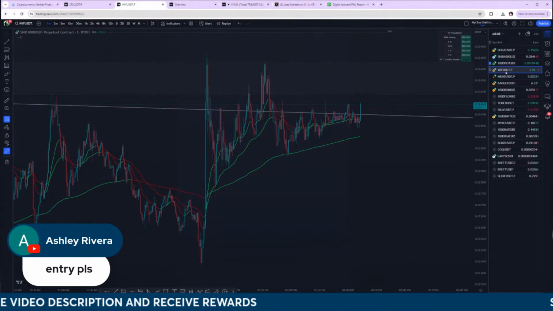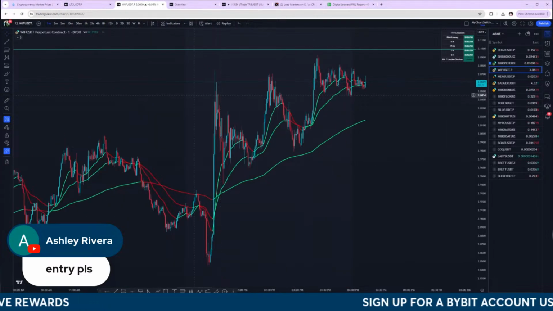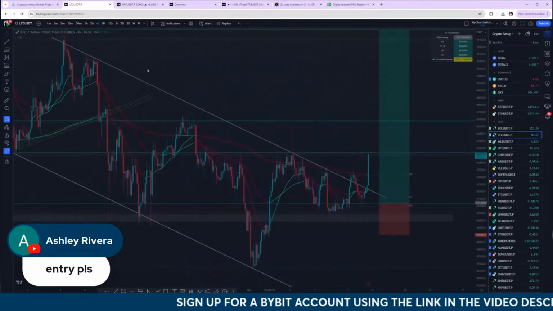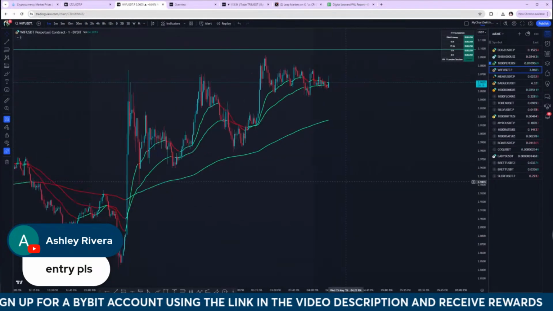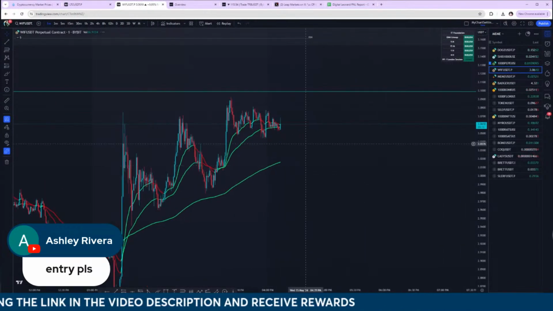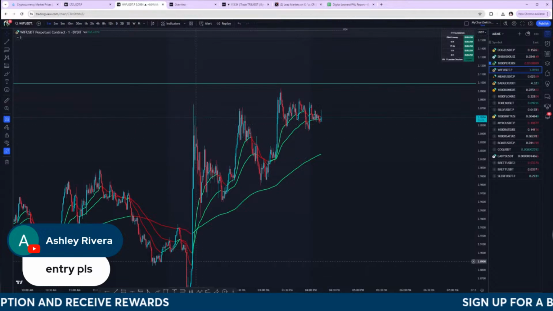Whoa, WIF is already $3. It's already at $3. I don't know why this chart keeps taking time to load. So I'll still take a long trade for this.